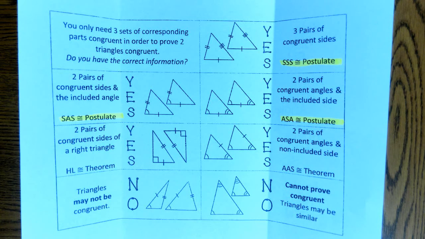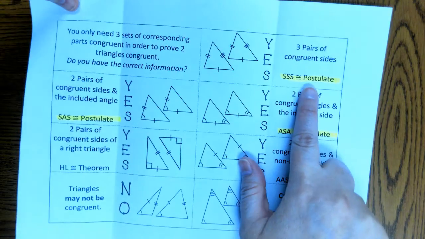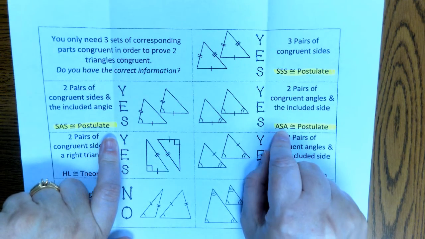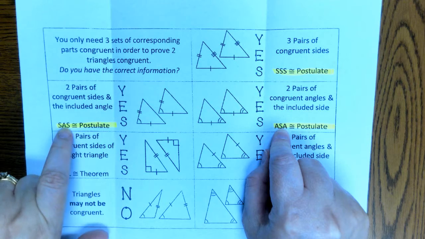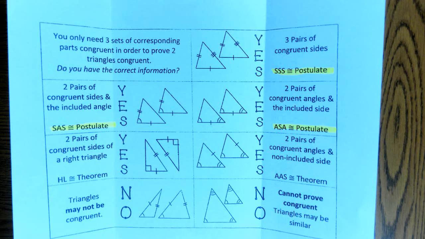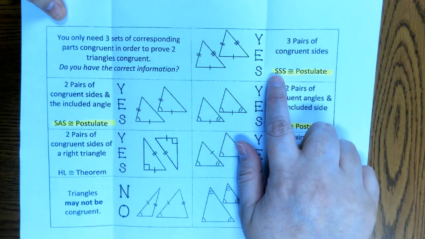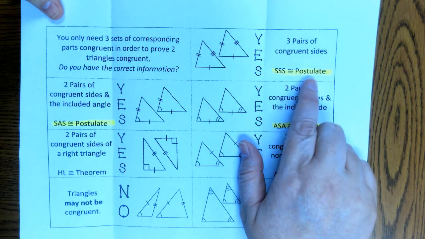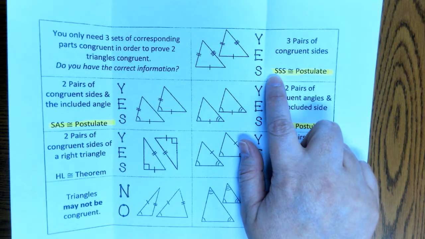Wait, you said the what? The ones that say postulates I highlighted. The 3 sides, the 2 angles and the side in between, or the 2 sides and the angle between. They're going to just use S's and A's, just to make it faster. S stands for side, A stands for angle. So this is the side congruence postulate, but you don't have to write side 3 times if you just put SSS. Okay?